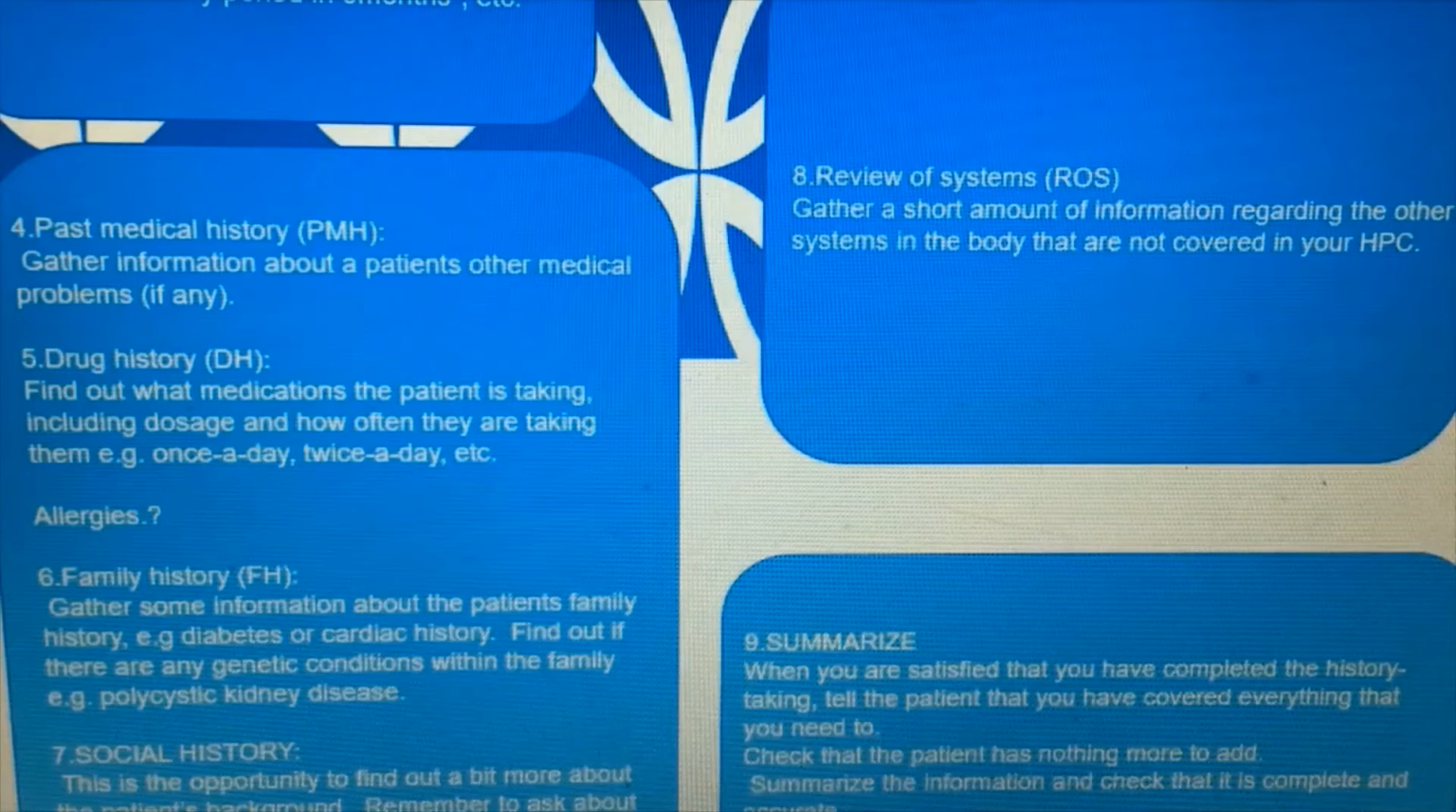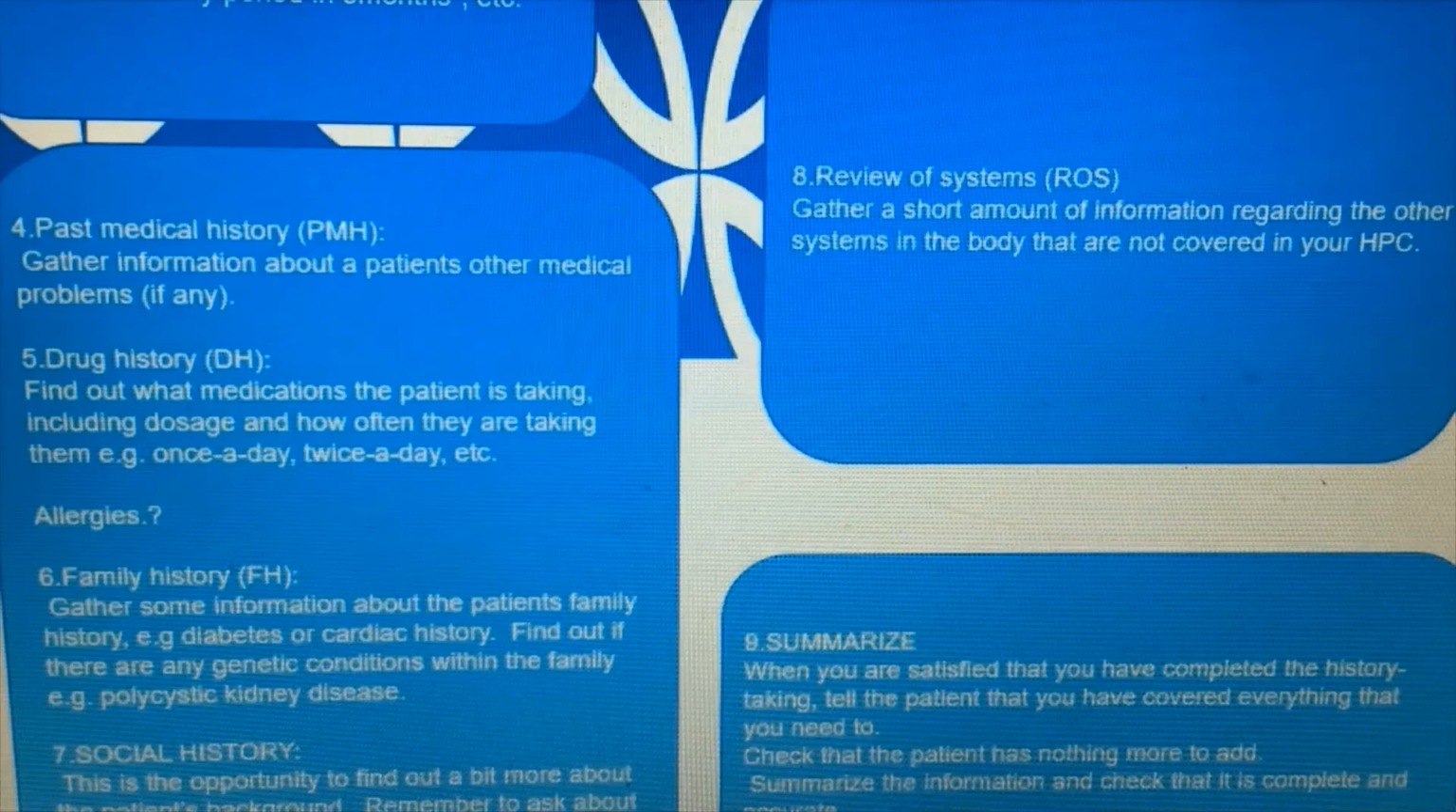Number 8, review of systems or system review. Here you have to gather a short amount of information regarding the other systems of the body that are not covered in your history of presenting complaint. You have to review your patient from head to toe, and maybe you have missed something in your history. This is the right time to pick up some important information that you might have missed when exploring the patient's chief complaint.